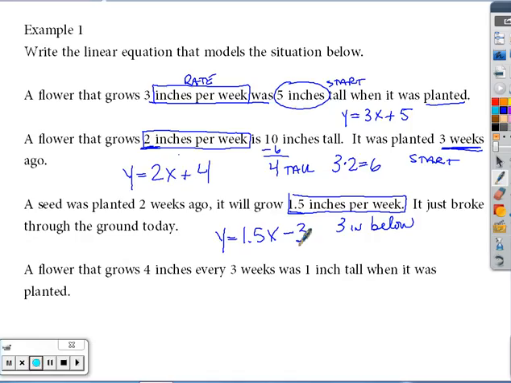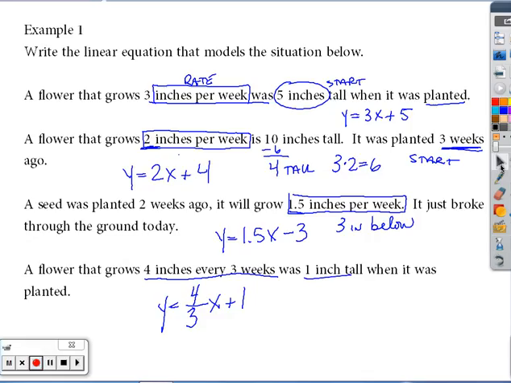A flower that grows 4 inches every 3 weeks was 1 inch tall when it was planted. That's a little flower. Okay, but here our growth or our slope looks a little bit different. Now it's saying 4 inches every 3 weeks, which is going to give us a fraction. 4 inches every 3 weeks is our growth. It was 1 inch tall when it was planted, so plus 1 is our starting value.